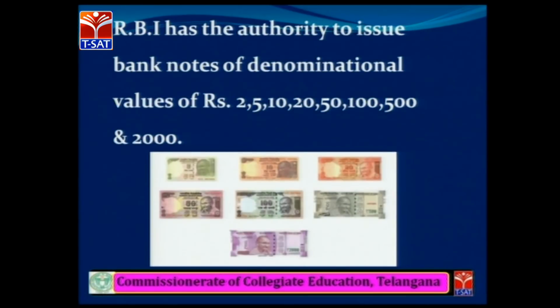Now, getting to the next point, the Reserve Bank of India has the authority to issue banknotes of denominational values of rupees 2, 5, 10, 20, 50, 100, 500 and 1000. So, these notes are being issued by the Reserve Bank of India. Previously, 500 and 1000 were the highest denominations of Indian currency. But after the demonetization, which happened on November 8, 2016, the government demonetized the 1000 rupee and 500 rupee notes. 500 rupee notes were reintroduced with a new design, and 2000 rupee notes were introduced in place of the 1000 rupee notes.